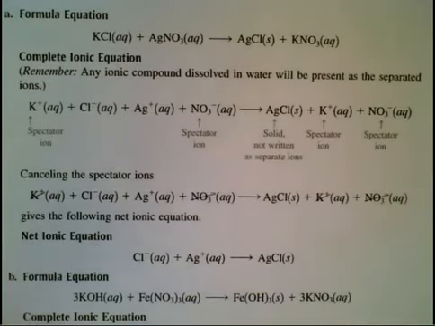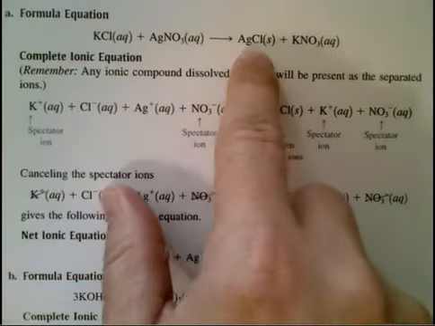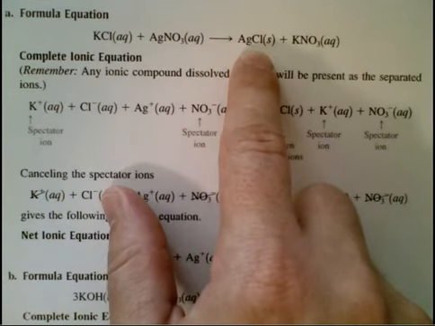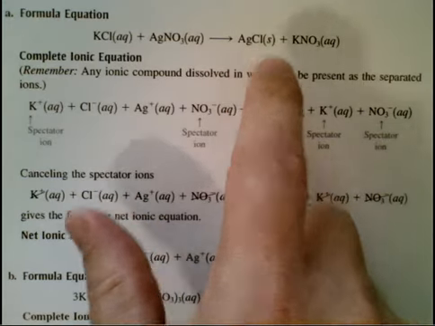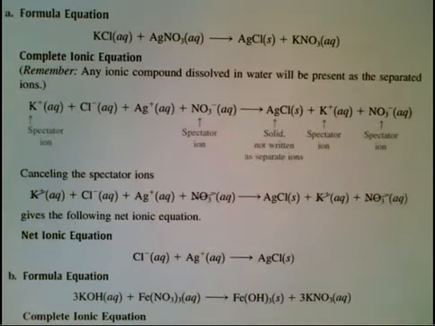Start with the first one. The formula equation is KCl aqueous plus AgNO3 aqueous reacts to form AgCl solid and KNO3 aqueous. And again, we know that the solid is going to precipitate out, not only from the question, from the problem, but also from the solubility rules in table 4.1.